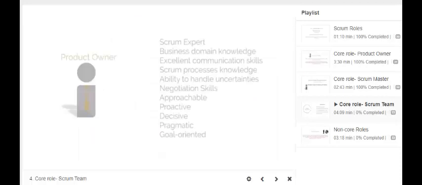For the product owner, you want someone who has Scrum expertise, business domain knowledge, excellent communication skills, Scrum process knowledge, ability to handle uncertainties, negotiation skills, someone who's approachable, someone who's proactive, decisive, pragmatic, and goal-oriented.